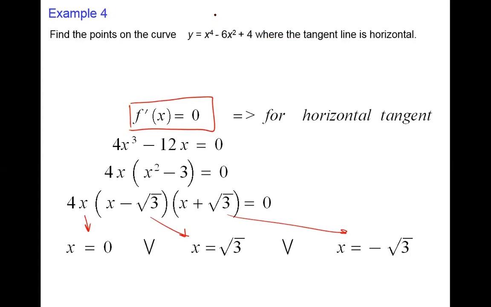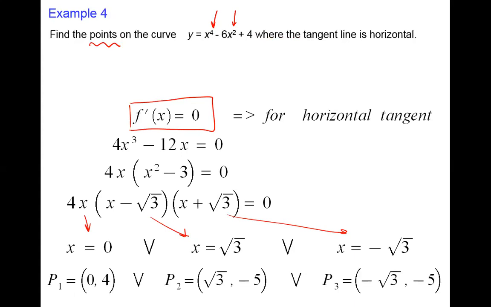We can also see the original function has only even powers, which means it is an even function. An even function is symmetric with respect to the y-axis. And we can see the symmetry. 0 is 0, of course, but root 3 and negative root 3. Since the question is asking for the points, we have to take these x values and substitute them into the original function to get the y values. And I did the math.